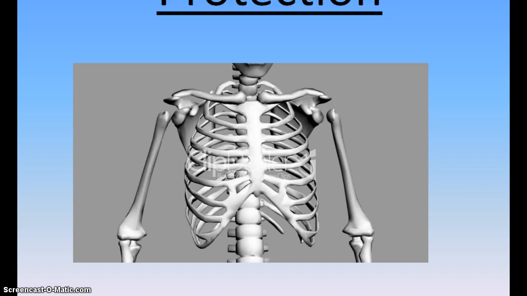Protection. Bones of the skeleton protect the vital organs inside us. Without the protection, our vital organs like the heart, lungs, and brain would be easily damaged. For example, the ribs protect the heart and lungs, the cranium protects the brain, and the vertebrae protect the spinal cord.